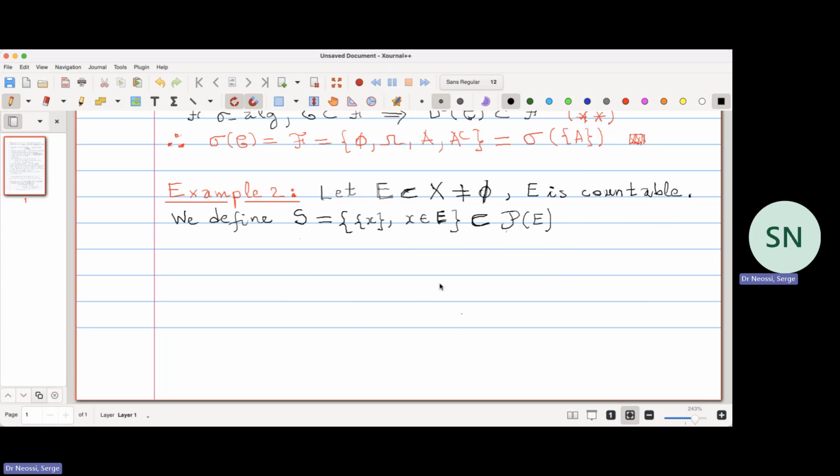Okay, so now we are going to discuss: if we have a subset A of this E, if we take A to be a subset of E, and since E is countable, these two pieces of information will imply that A is an element of the sigma algebra.